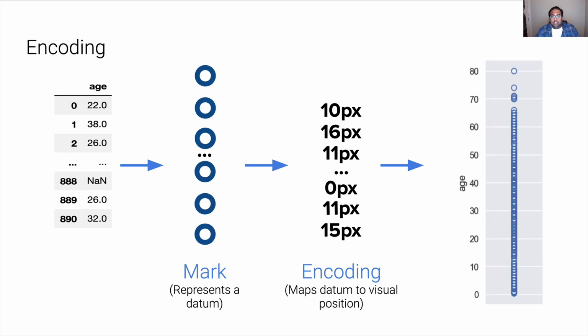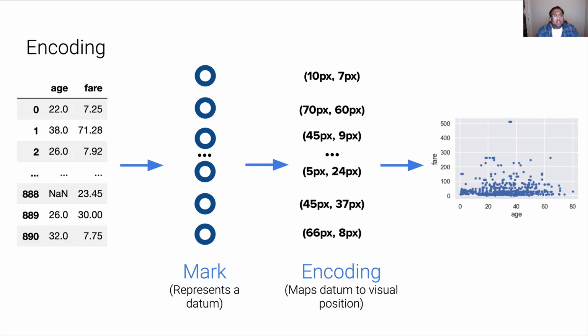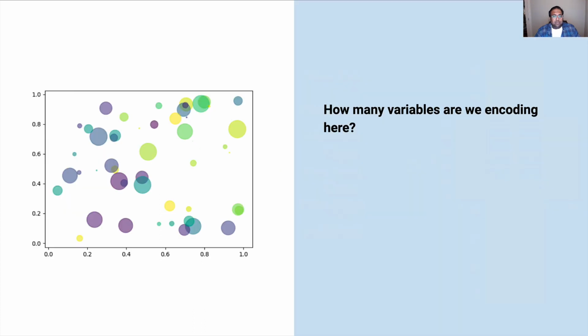If we instead change our marking to be circles instead of lines, we get this, which somewhat resembles a one-dimensional scatter plot of this age data that we have. If we instead have data with multiple variables, so in this case age and fare, our encoding now isn't to just a single position on the y-axis, rather it's to a position in the xy plane. And over here we have the scatter plot that we saw earlier.